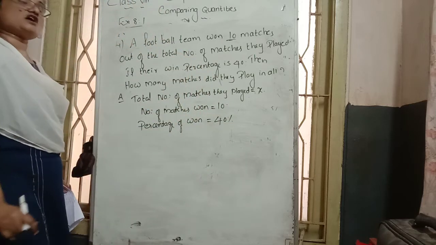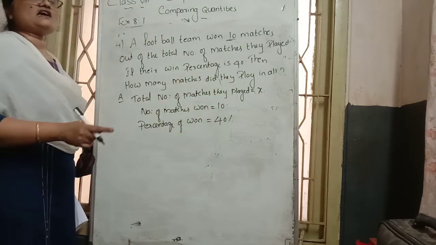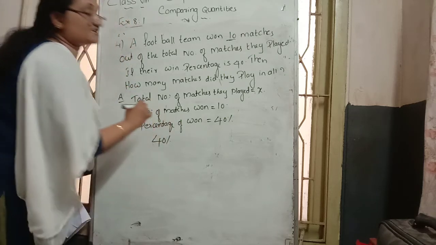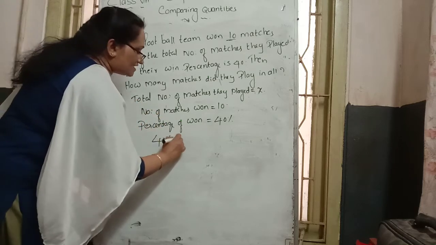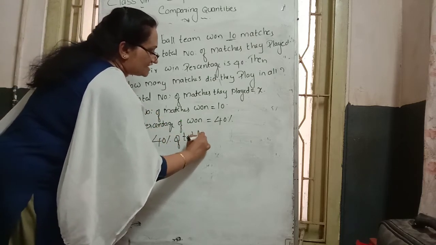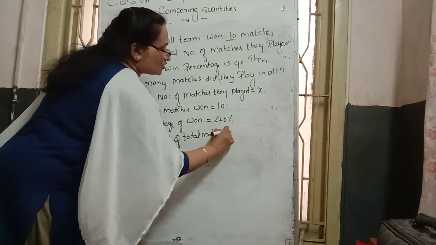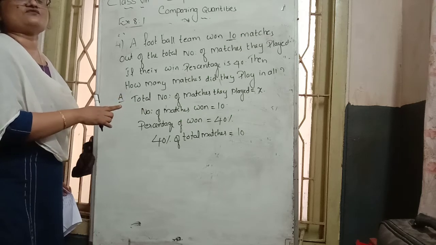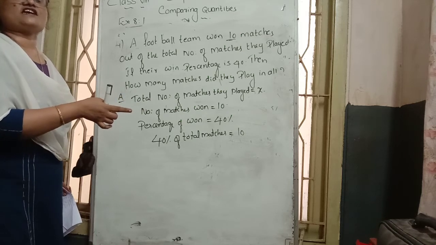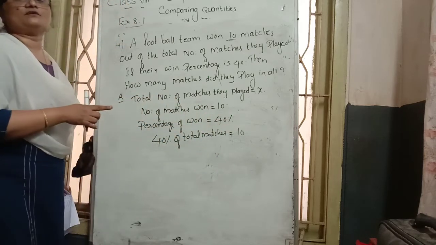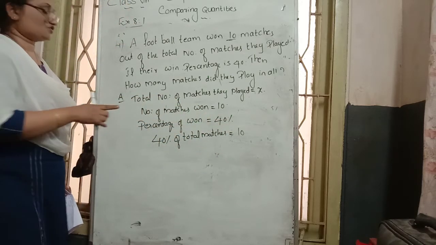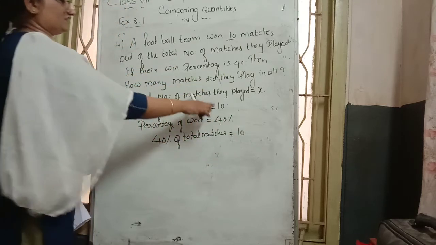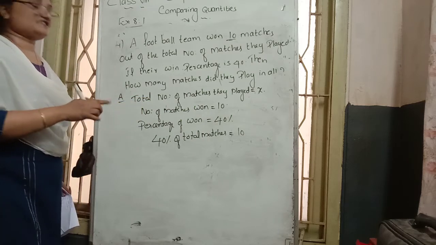They gave it like that. So how do we find the total number? The winning percentage is given. How did they win? 40% are winning. 40% of the total matches is equal to 10, in this way. 40% of the total matches they win. That means how many matches were they winning? 10 matches. So 40% of total matches is equal to 10. The total number of winning matches is given.